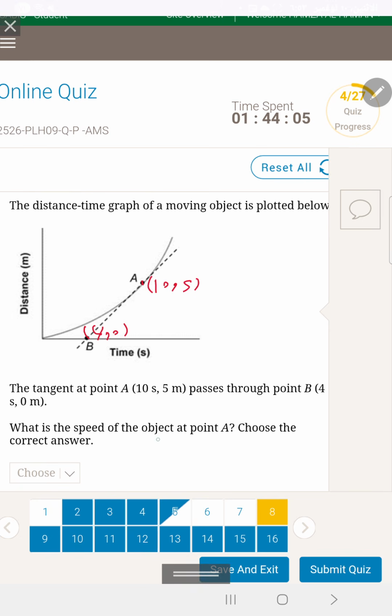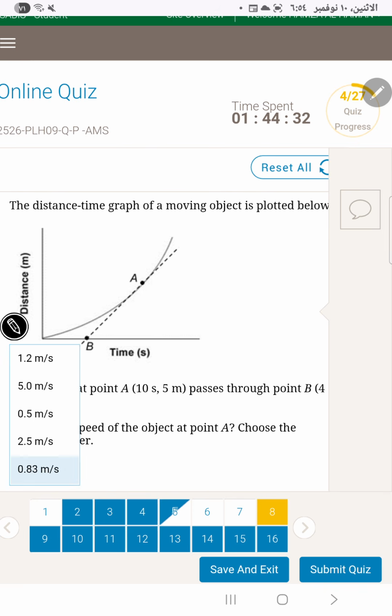Okay, what's the speed of the object at point A? You have to do the slope formula. Slope: x2 minus x1 divided by t2 minus t1. So 5 minus 0 divided by 10 minus 4. 5 over 6 meter per second. That's what you have to choose. Okay. 5 divided by 6, 0.83. That's the answer. Now next one.